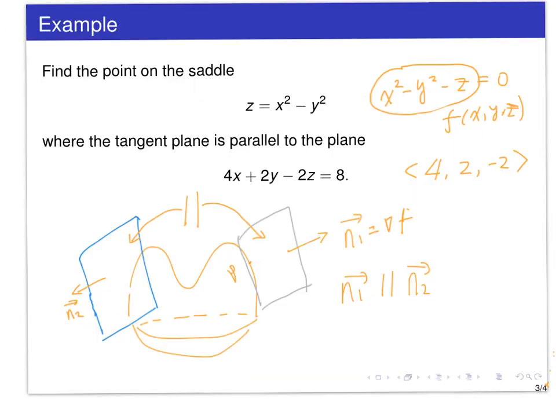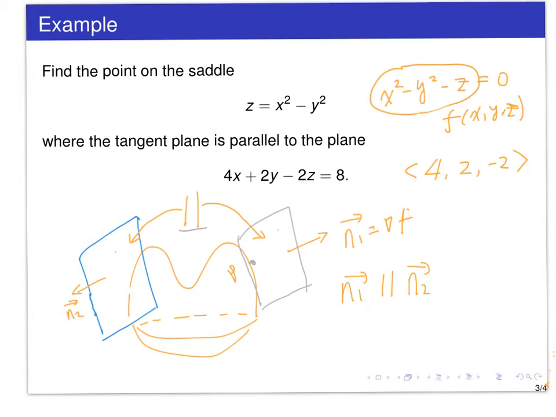Now let's look at this example, which is similar to the quiz problem. I want to find a point on the saddle so that the tangent plane there is parallel to a given plane. Here is an illustration picture. That's not very accurate, but I'm assuming this is a saddle. So I'm looking for this point P, and the tangent plane to the saddle at this point is this gray plane. It's parallel to this given blue plane. So that's the parallel symbol.